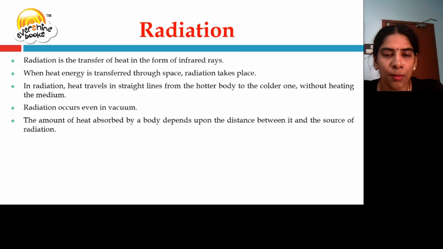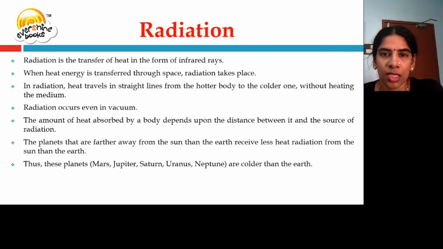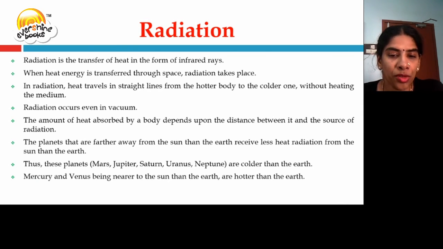The amount of heat absorbed by a body depends on the distance between it and the source of radiation. The planets farther away from the sun receive less heat radiation from the sun. So these planets are said to be colder than the Earth because Earth is a little bit nearer than other planets like Mars, Jupiter, Saturn, Uranus, Neptune. Mercury and Venus, being nearer to the sun, are hotter than the Earth.